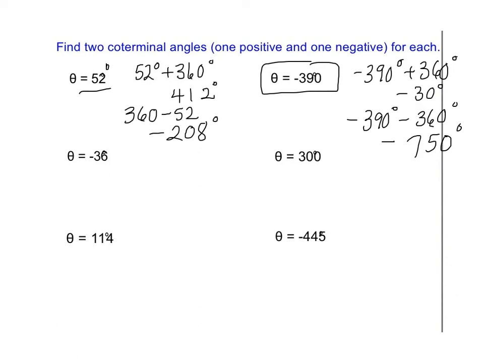Okay, so I would like you to work the other four on this page. Get me a positive and a negative coterminal angle for each angle. Sometimes students find it easier if they can see it visually, so you might want to graph it first to see where it is, just like we did on the previous screen. So that would make it a little bit easier.